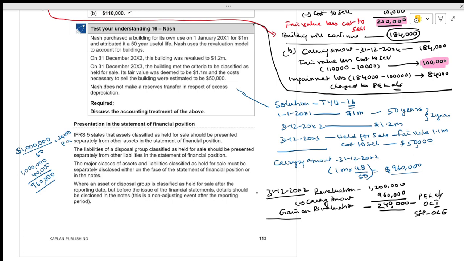Now, 31st December 2003. Carrying amount on 31st December 2003. How much is the revaluation amount? The revaluation amount is 1.2 million. How many years are left with us? 1.2 million divided by 47 over 48.